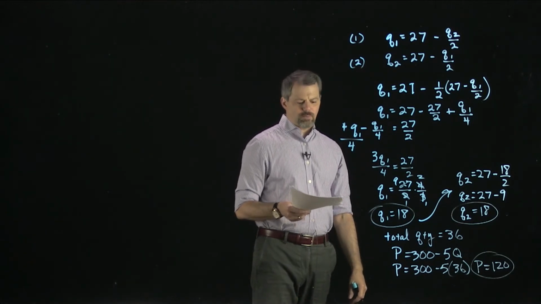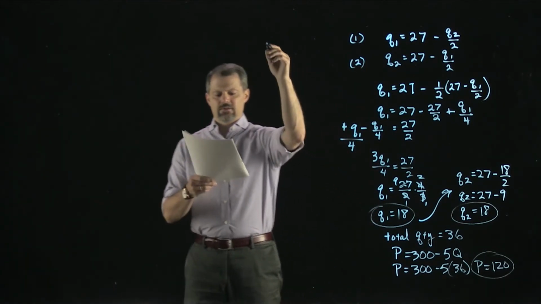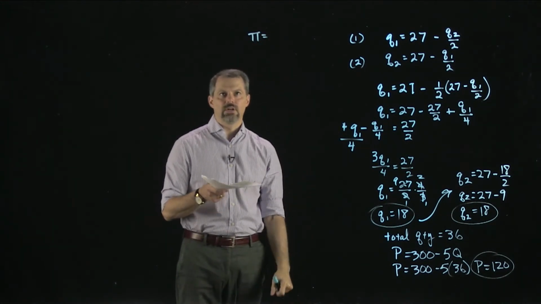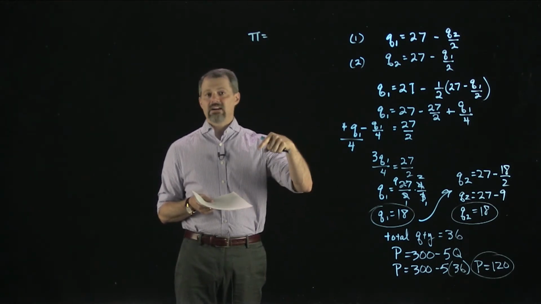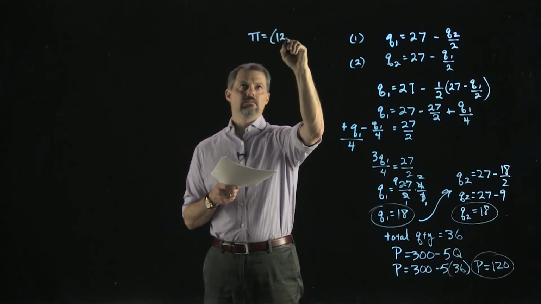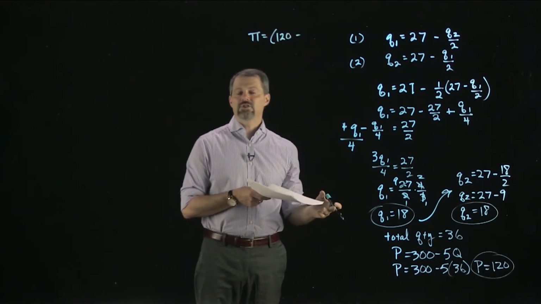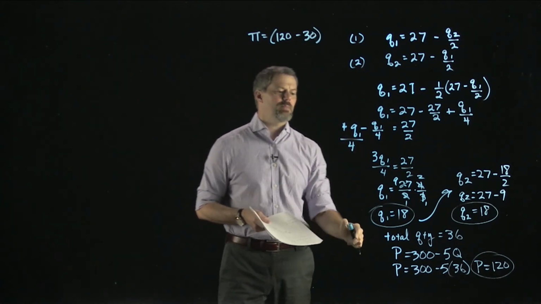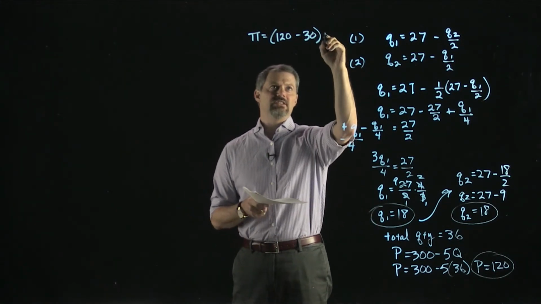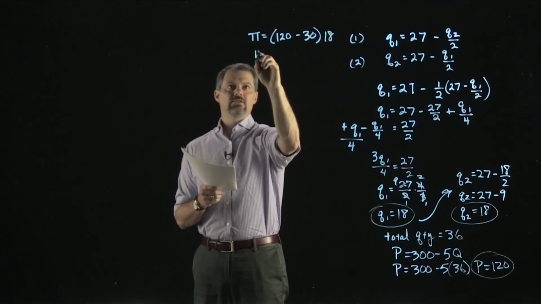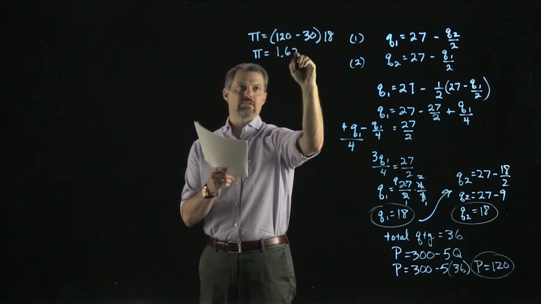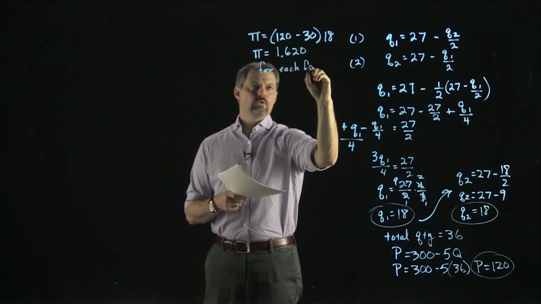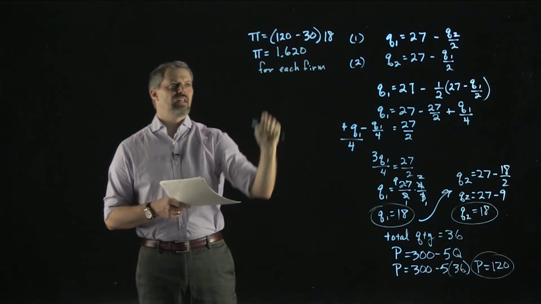And then we can figure out what profit looks like. So profit for each of the firms. Let's just do it in general, but it'll be the same for firm 1 as it is for firm 2. Profit is equal to price minus average total cost. Our price is 120 minus our average total cost, which is equal to our marginal cost, and that was equal to 30, multiplied by however much the firm is producing, which is 18 units. If you multiply that out, you'll get profit equal to $1,620 for each firm. Total profit would be 2 times that.